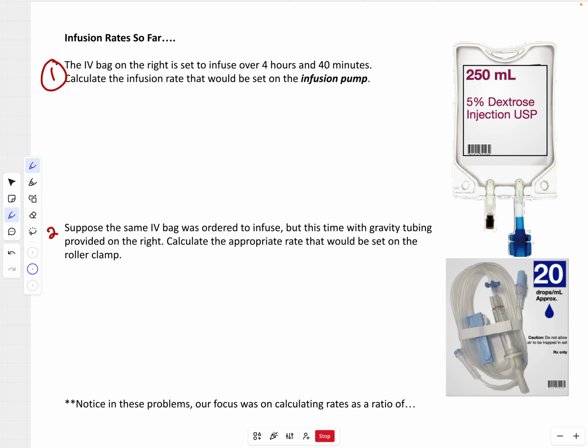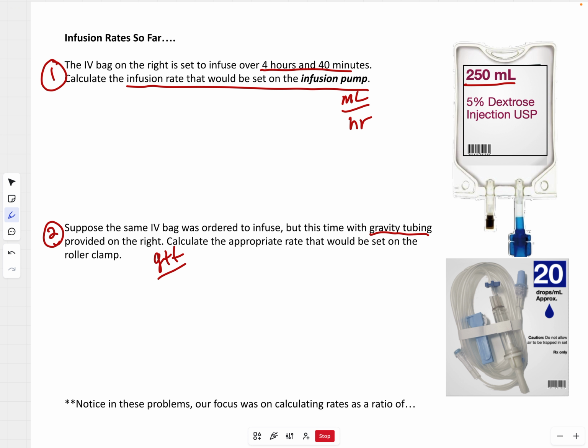So we have two infusion rate calculations here on the page. First one is asking you to set the infusion for 250 mLs over 4 hours and 40 minutes, and we're setting that infusion rate for an IV pump. So we are asked to convert that for an IV pump, which means we need milliliters per hour. The second problem is asking you to consider that same infusion, same volume, same time, but now what we need to do is to calculate a gravity infusion, so that means we need drops per minute. So I'm going to pause here. If you want to pause the video to try these two problems, please do.